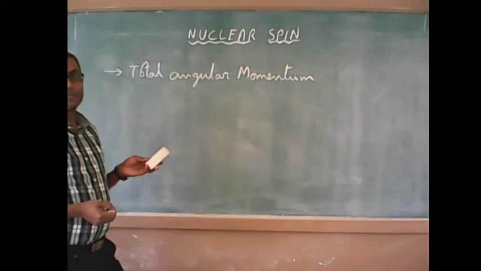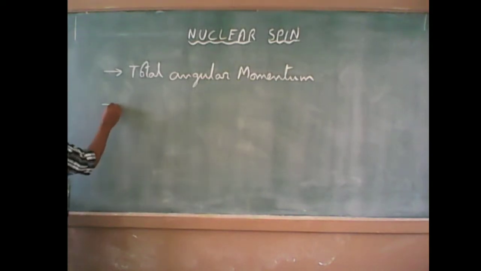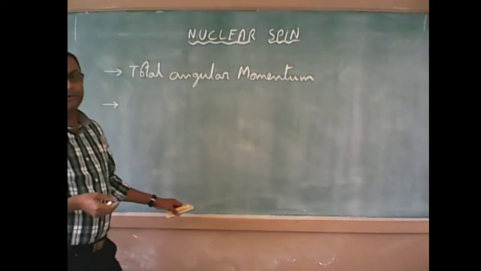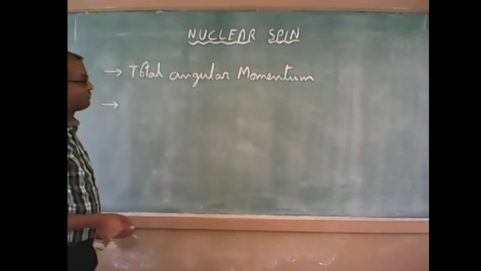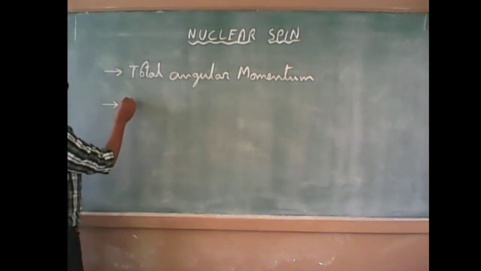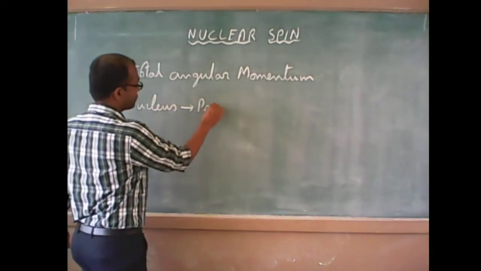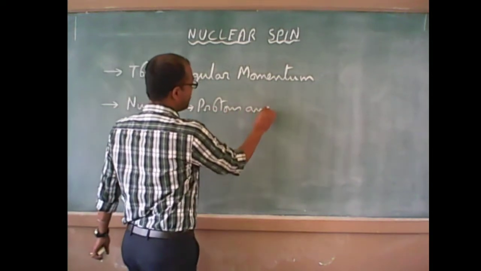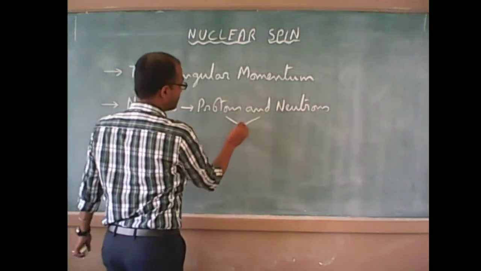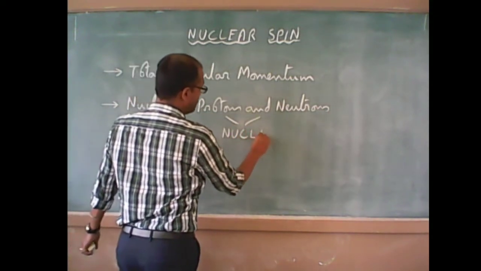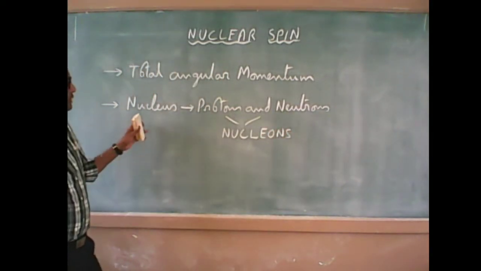How does this angular momentum of a nucleus arise? So we need to look into it. It basically comes from the angular momentum of the protons and the neutrons constituting the nucleus. As we have already discussed, the nucleus is composed of the protons and the neutrons. These protons and the neutrons together we call the nucleons. So any nucleus is composed of the protons and the neutrons.